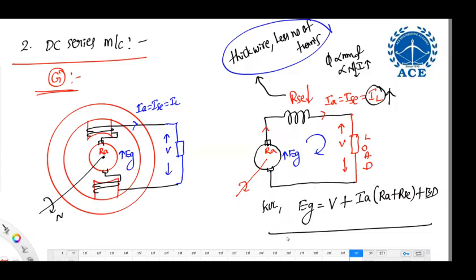In transformers, we are using statically induced EMF, sir. Flux is time varying. But in DC machines, we are using dynamically induced EMF.